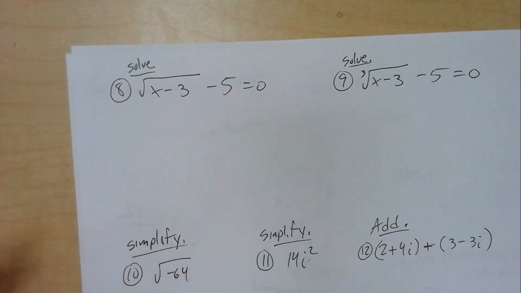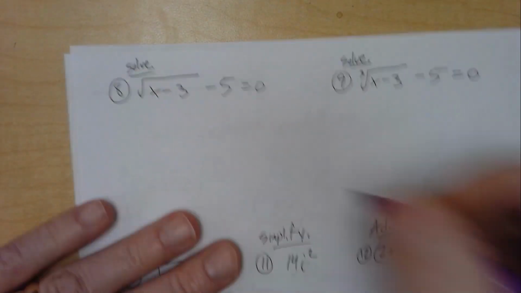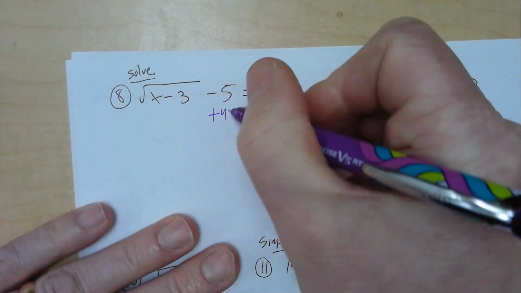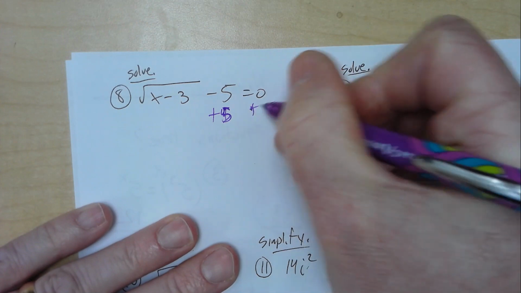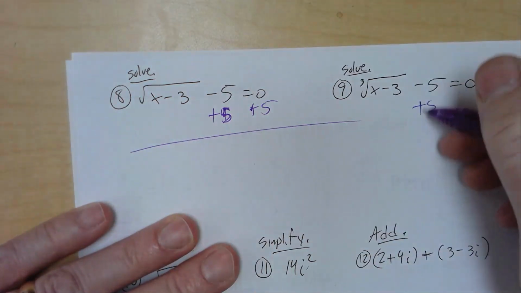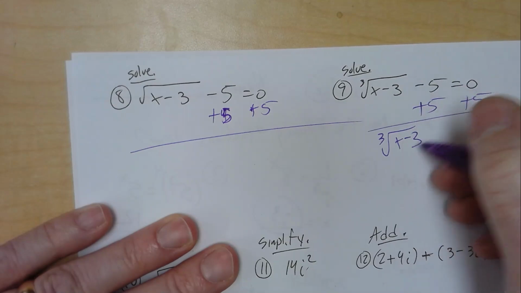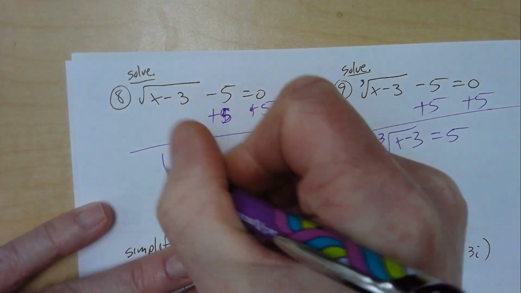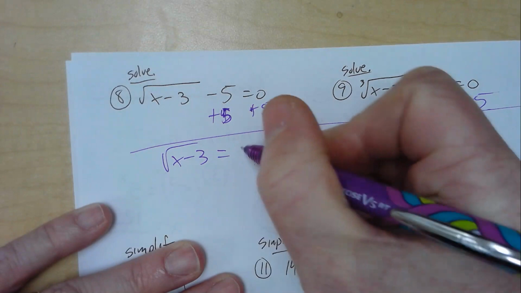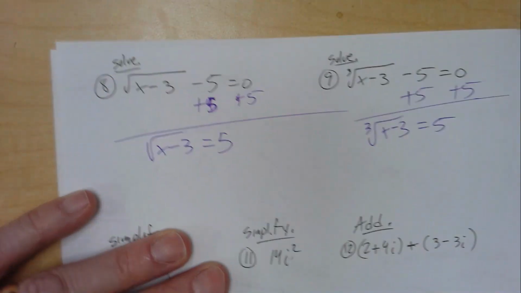When you solve radical equations, you got to isolate the radicals. So that's what these two are about. We're going to add 5. Add 5 to each side. Add 5, add 5. Cube root of x minus 3 is equal to 5. Square root of x minus 3 is equal to 5.